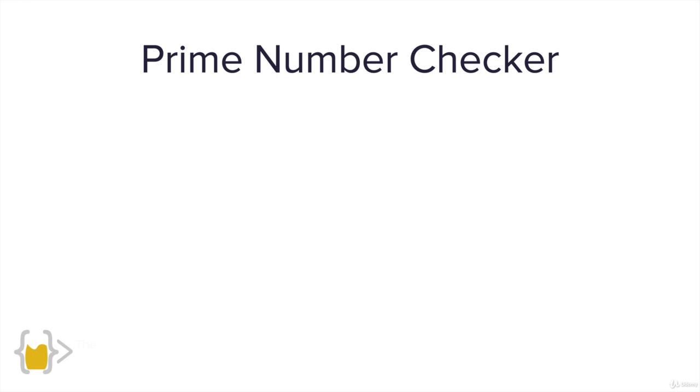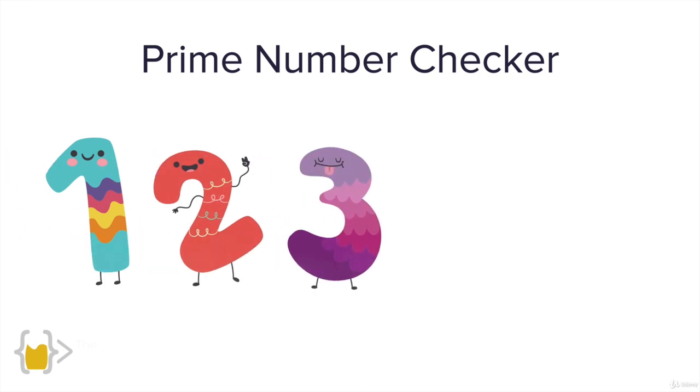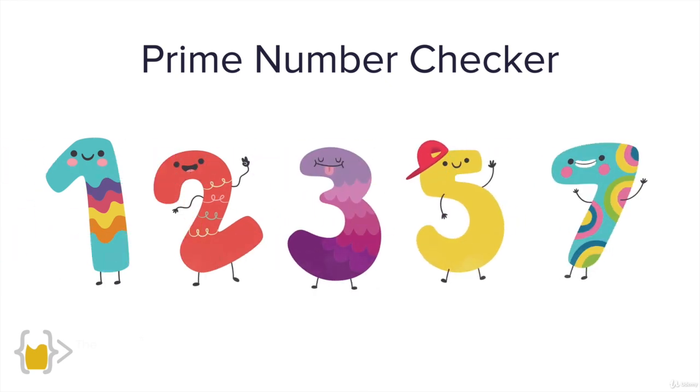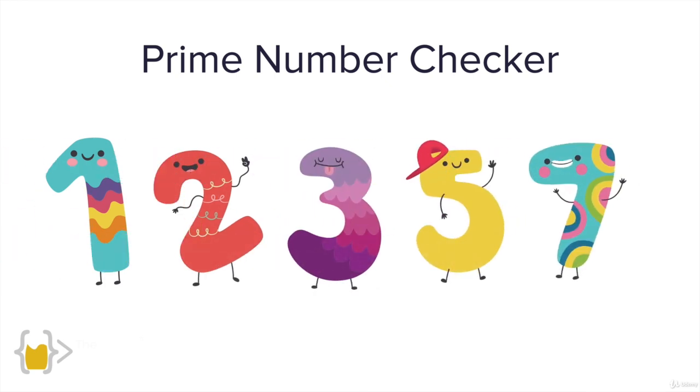Alright, so in the next coding exercise, we're going to be building a prime number checker. And a prime number, just to remind you, is a number that is only divisible by 1 and itself. So, for example, 2 is a prime number because it can only be divided by 1 and 2. 3 is also a prime number. Similarly, it can only be split into 3 equal-sized chunks.